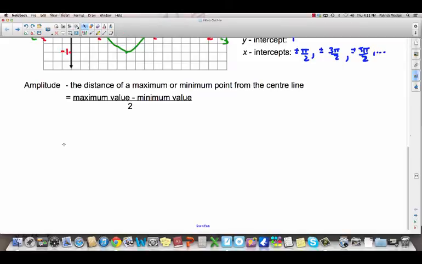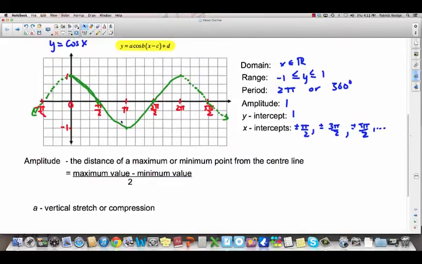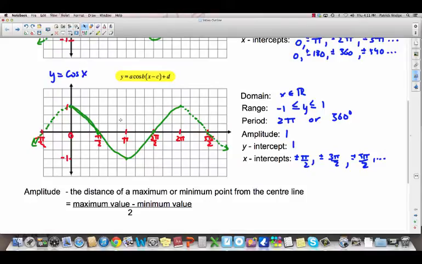Let's take a look at what the A value does. The A value, just like before, is a vertical stretch or compression. So for example, say I had the number 3 in here. y equals 3 cosine x. Do you see that what that would do is, instead of having this value of 1, you'd multiply it by 3. The curve would now go all the way up to 3. So what does it now impact? It's now impacted the amplitude.